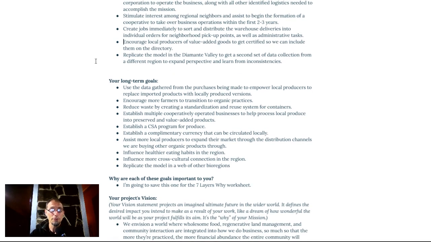Encourage local producers of value-added goods to get certified so we can include them in the directory. And honestly, this goal right here, this is my primary impetus for this entire plan. I just saw fields and fields of conventional farming and water evaporation and sick rivers and springs. And so how do we get these people to convert to holistic land management practices?